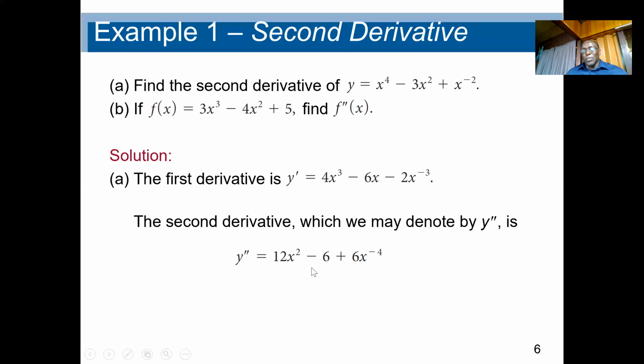So now if, for example, they say we should find the third derivative, then it will be 2 times 12 is 24s, and the constant will give us 0, minus negative 4 times 6 will give me minus 24. So it will be 24s minus 24s to the power negative 5.